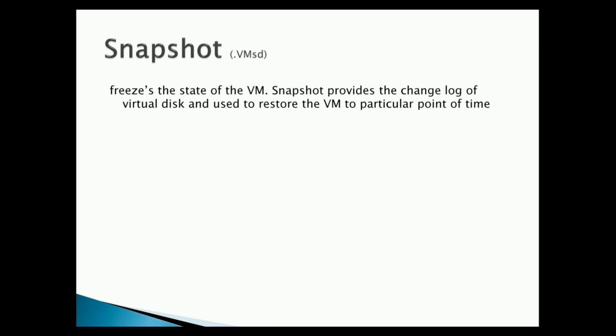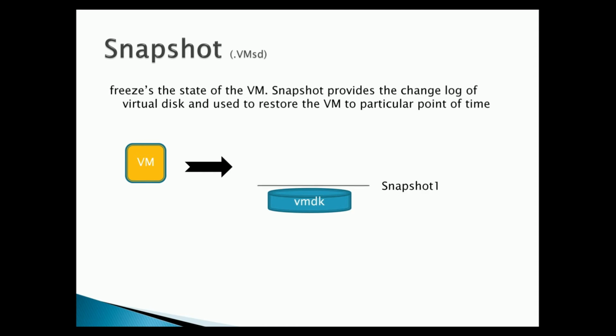Now let's go to our next slide, snapshot. What is a snapshot? A snapshot freezes the state of a virtual machine. A snapshot provides the change log of the virtual disk and uses it to restore the virtual machine to a particular point in time. For example, let's go with this animation. I have a VM. This is my VMDK file where all my OS files exist. So I have created snapshot 1 so that this VMDK disk got frozen.